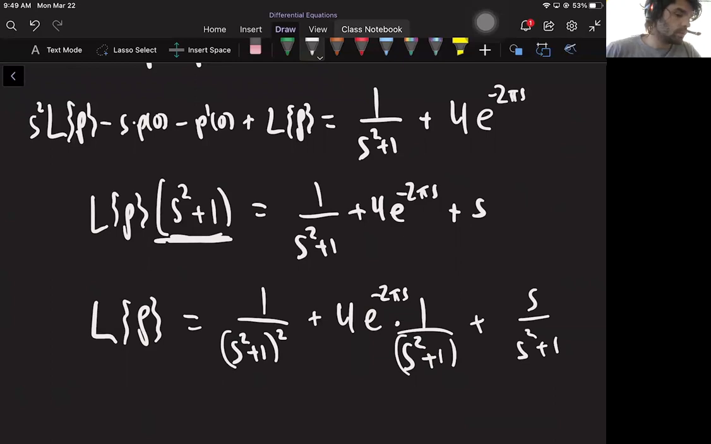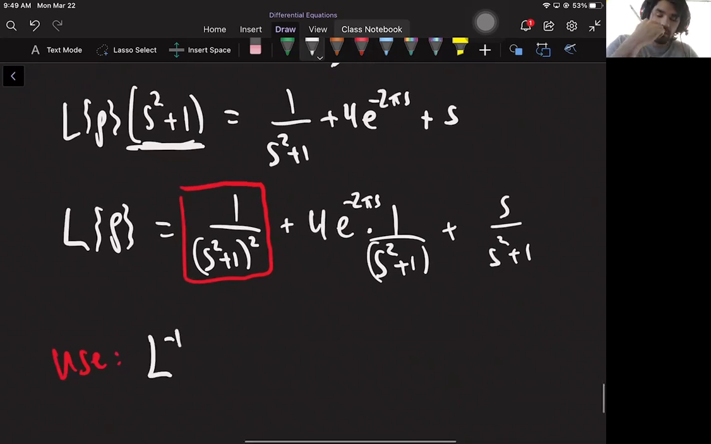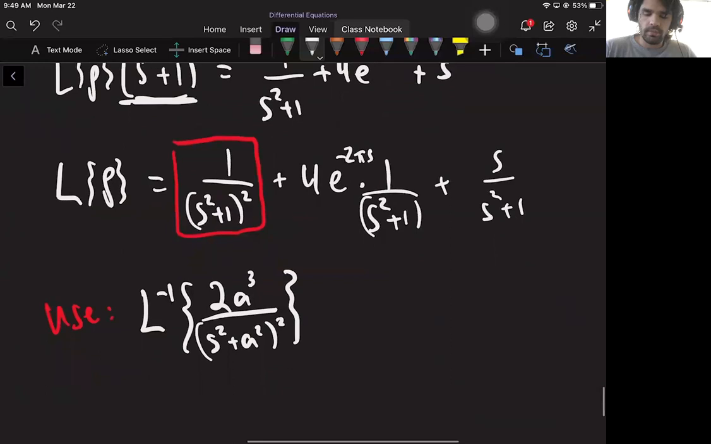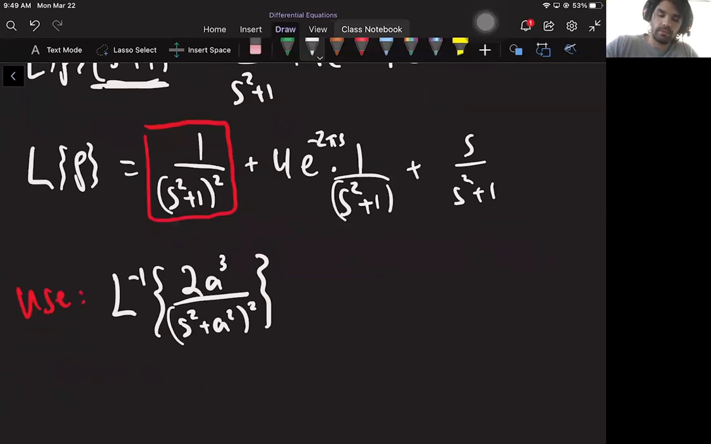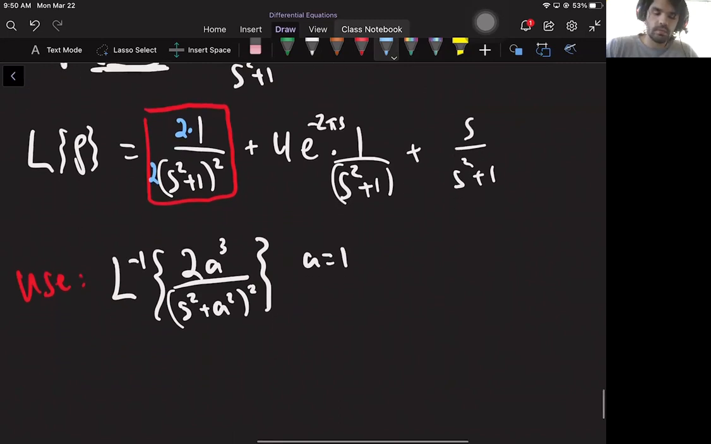Let's see, where does it come up in our table? So we've got to check our table, because this is slightly different than what we're used to. So what we're going to do is we're going to use this one. The inverse Laplace transform of 2a cubed over s squared plus a squared, squared. That's the one we're going to look at. And so we can see it's the same, except there's no 2 there, and a is 1. So all I have to do is multiply this guy by a 2 over 2, and then I can use it.